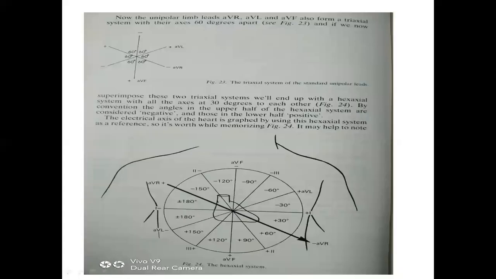Left arm to left leg. Left leg. So when you want, you can see the picture of the heart. Is it clear? Yeah. So they have made the heart here. So the normal axis of the heart lies between, especially in adults, minus 30 degrees and plus 90 degrees.